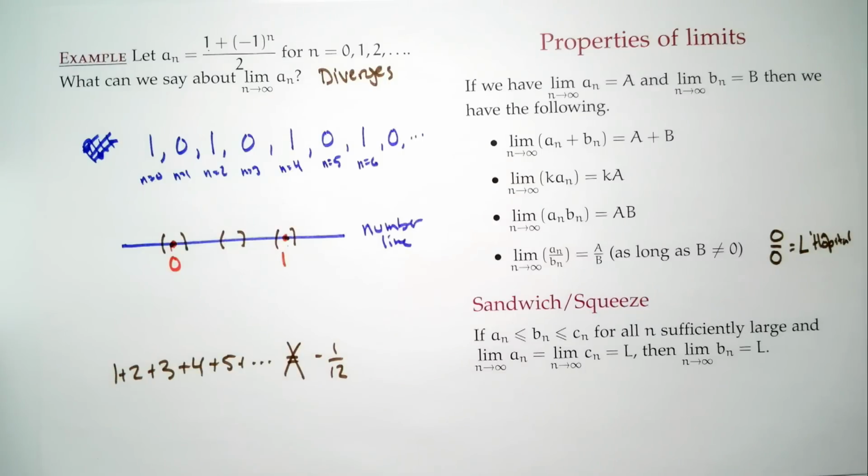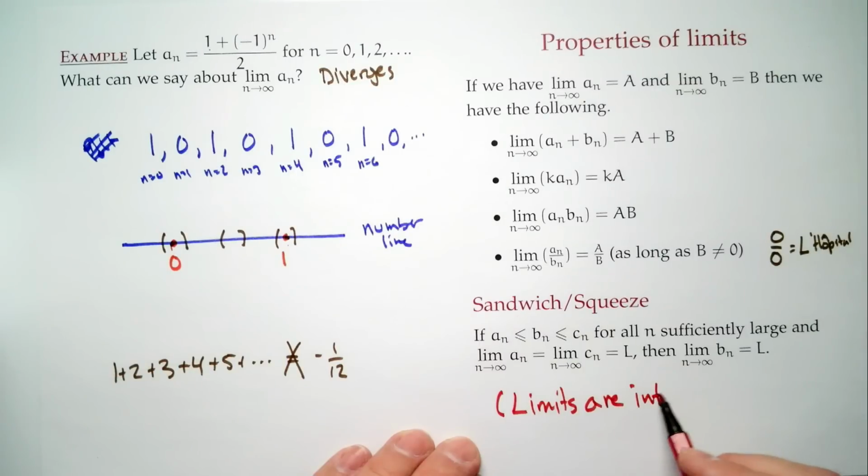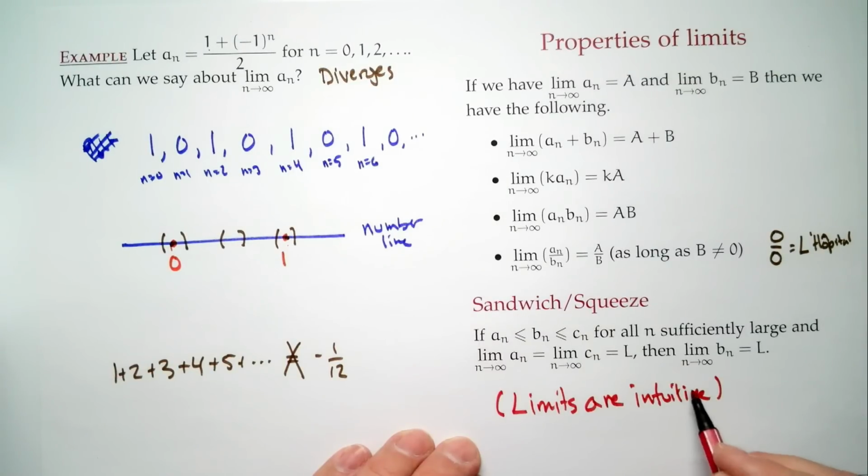Now, the moral of this part right here is you should just think of the following: limits are intuitive. What should be reasonable will often work if you just think about breaking things into rules. Just be careful with your rules, and you'll be okay.